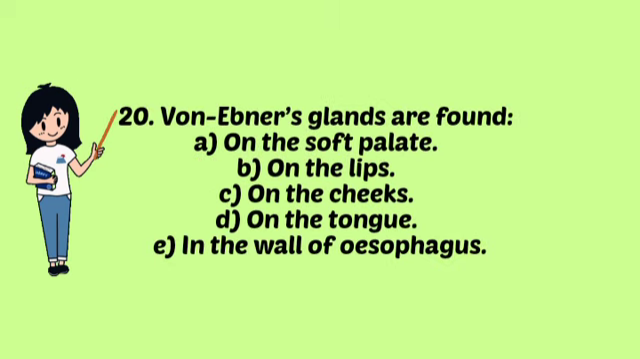20. Von Ebner's glands are found: A. On the soft palate. B. On the lips. C. On the cheeks. D. On the tongue. E. In the wall of esophagus. Option D is correct, on the tongue.